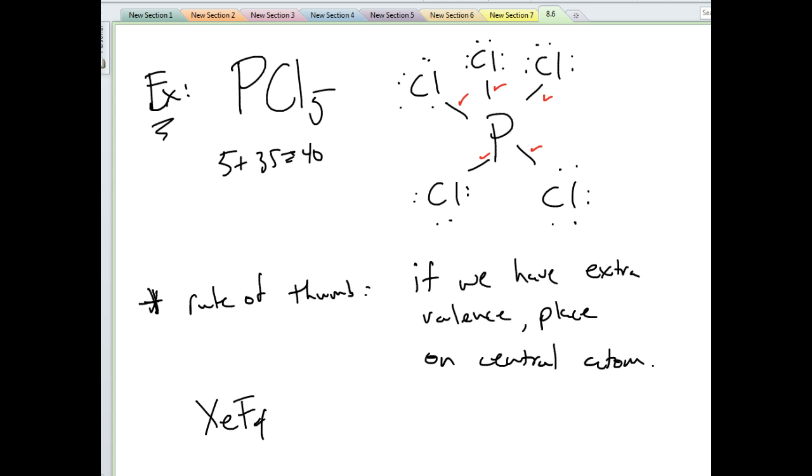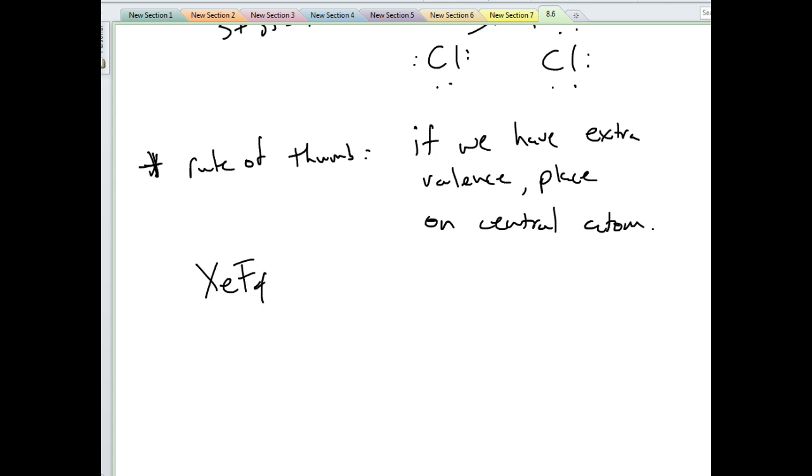You'll get something like XeF4, which we'll talk more about on Monday, when I will be back, about what goes on here and why a noble gas is bonding with something. But in this case, you will have extra valence electrons. You just put them on the Xe in the middle, and that's going to change the shape a little bit. We'll be talking about that in the next chapter.